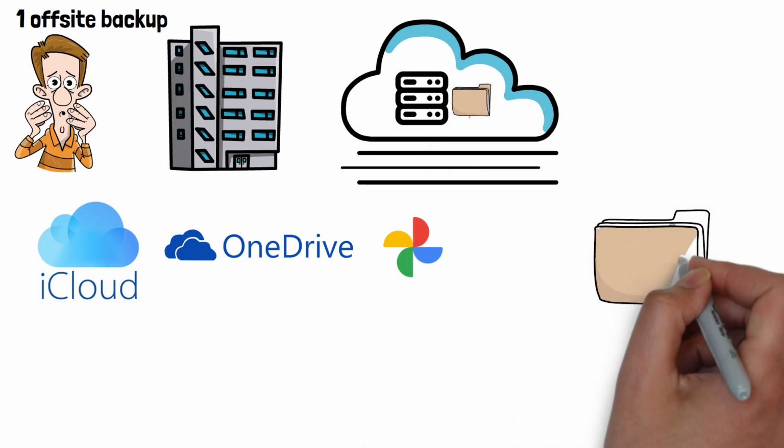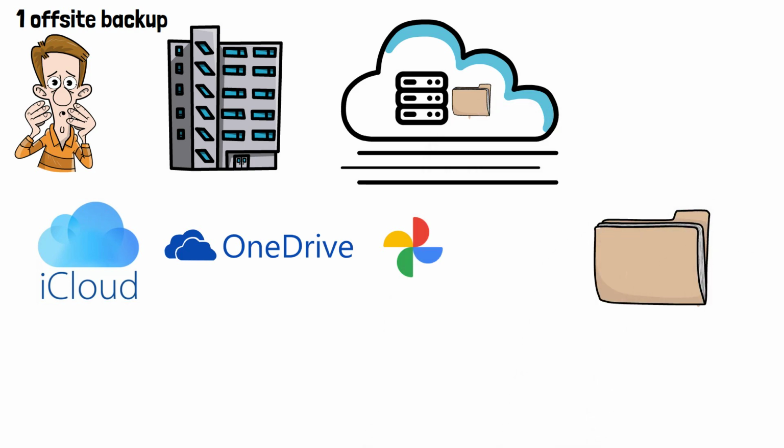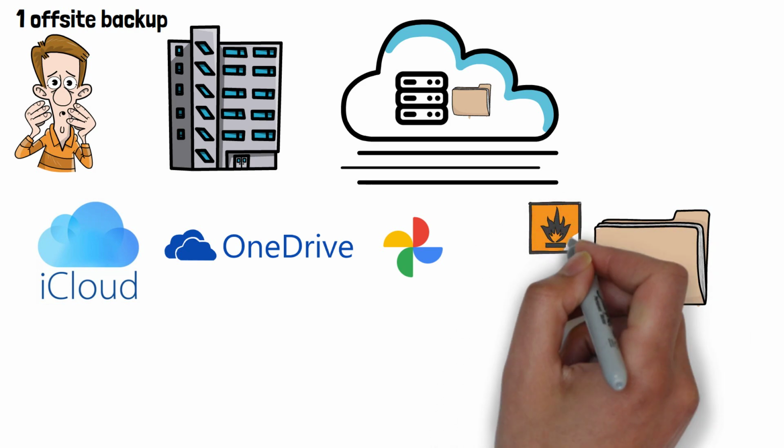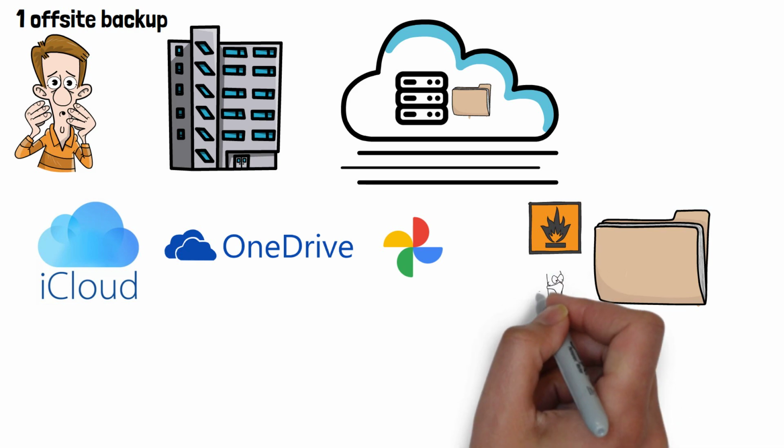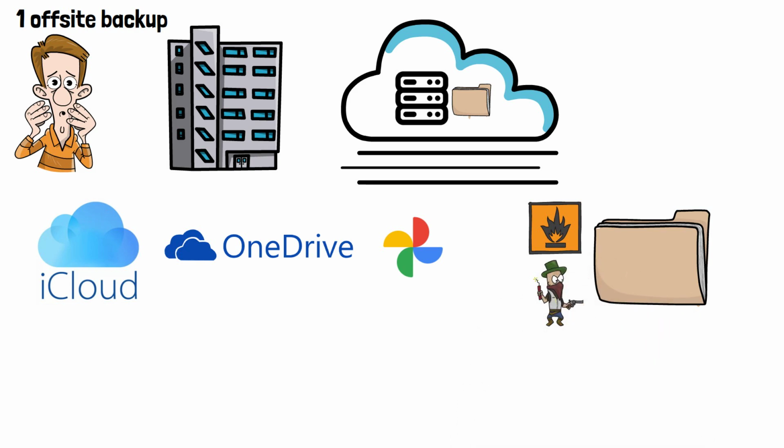Having an offsite backup, such as the cloud services we've mentioned, means you're protected in the unlikely event you have a fire at home or your house is burgled. If your storage media at home is stolen or destroyed, a copy of your data sits unharmed on a server somewhere else in the world.